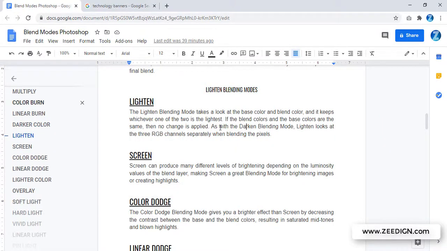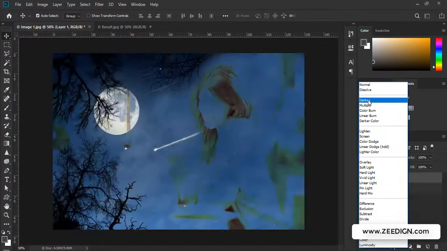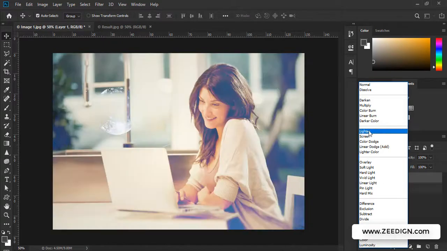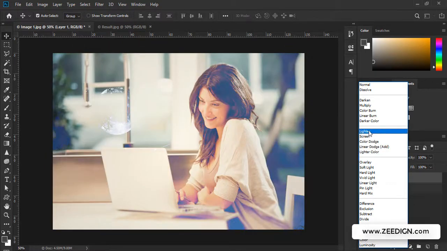So as with the darken blending mode, lighten looks at the 3 RGB channels separately when blending the pixels. What I mean by that is that just like we learned about the difference between darken and darker color, the same difference is between lighten and lighter color. Lighter color will use a composite value for comparison, and lighten will make a comparison between each different channel of RGB. So that's it.